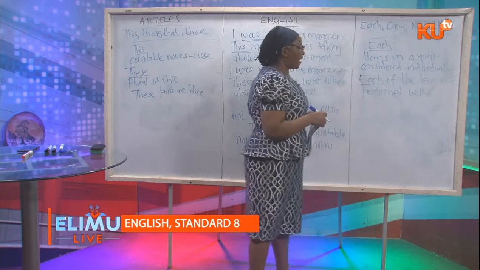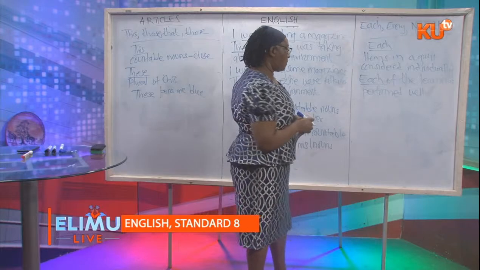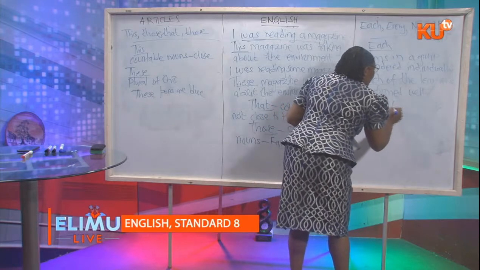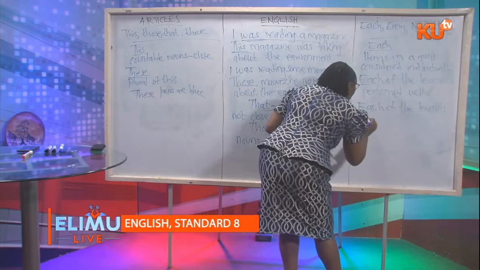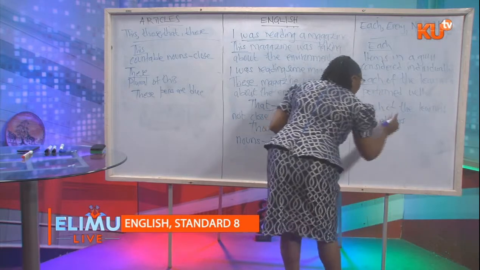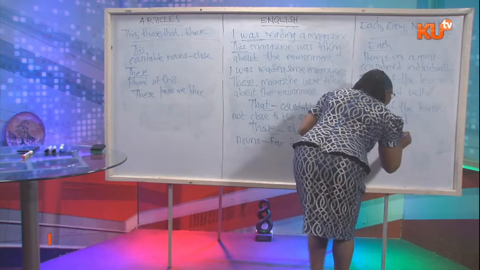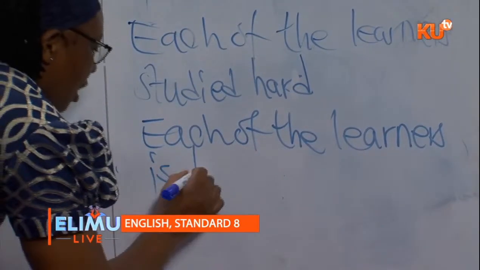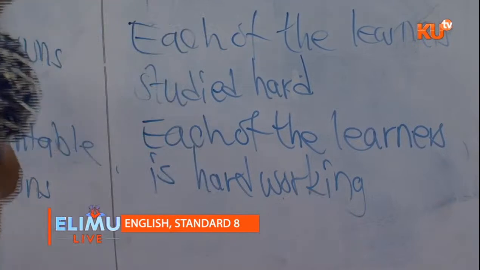And if you are to use a verb to refer to the learners, you will say each of the learners is a good performer. Not each of the learners are. Let me write it. Each of the learners studied hard. Or each of the learners is hardworking.